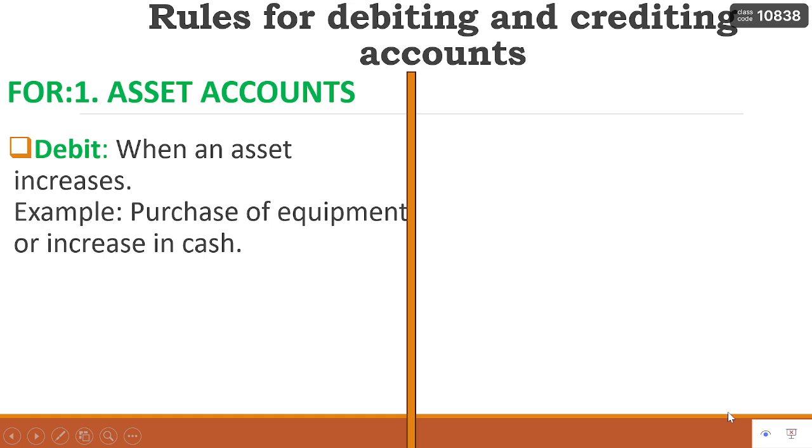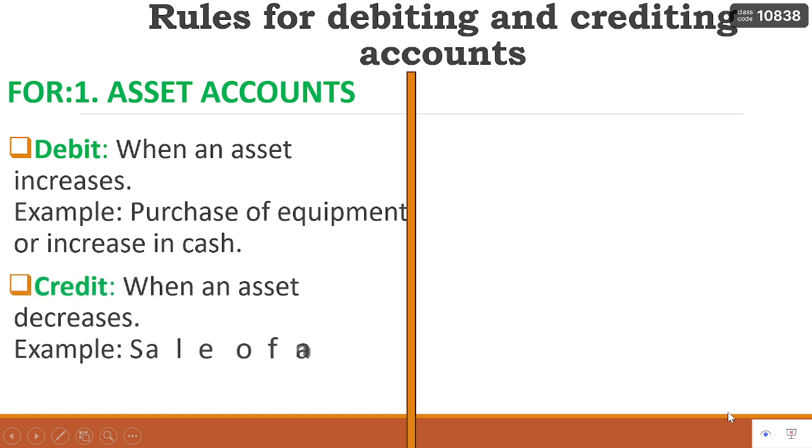Any equipment that is helping you in an organization, in the business. So if it's equipment that you purchased, you are increasing assets and you have to debit. Or if you have received cash, you are increasing the cash, and cash is an asset for the organization, a current asset. So you debit the cash account or the cash book.